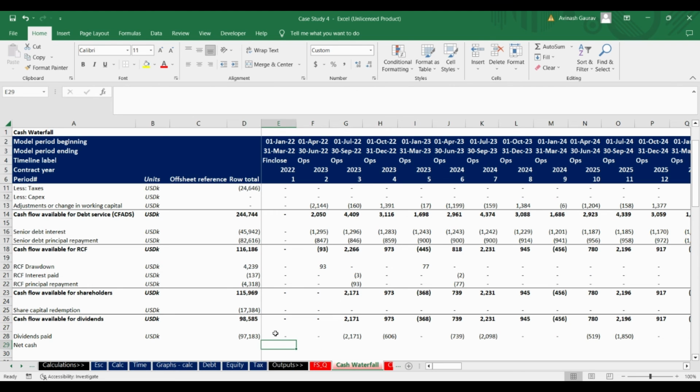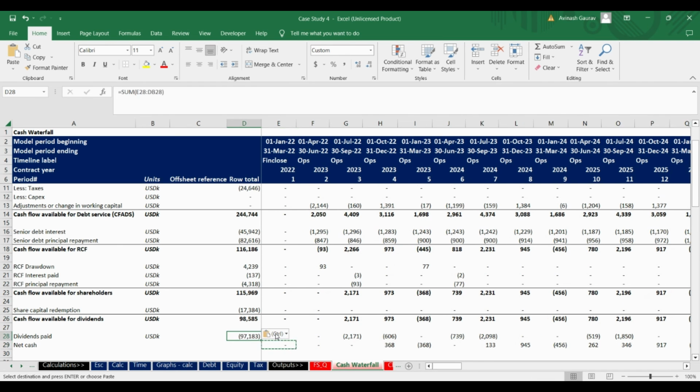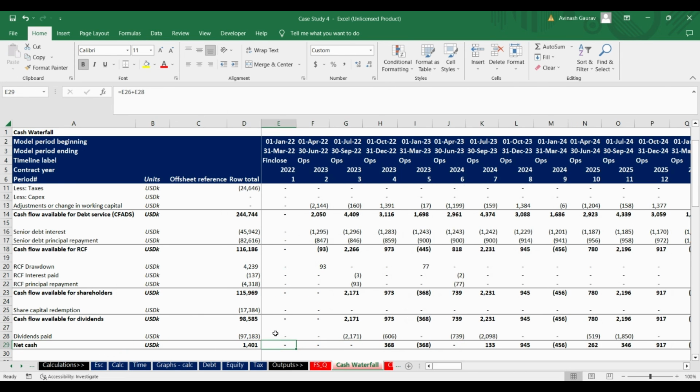And what will be the net cash, guys? Net cash will be nothing but your cash available for dividends plus your dividends which we have paid. So now this will be your net cash that is available from your business. And then you can say this is a final conclusion line.